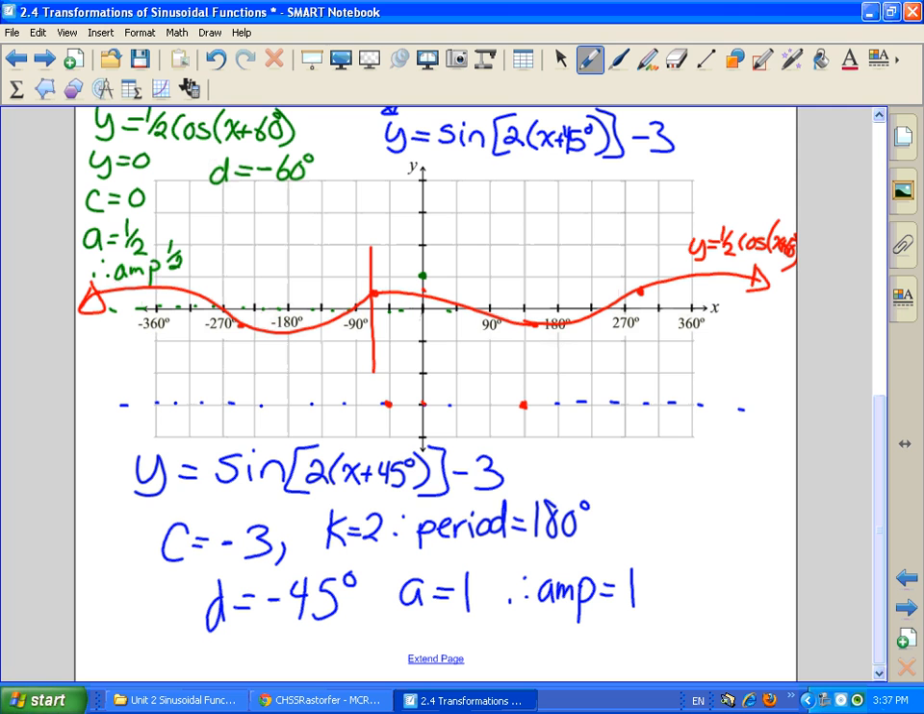So basically I'm going to go up and come back down for 1. And then we're just going to follow that same pattern, guys. Up and down and up.